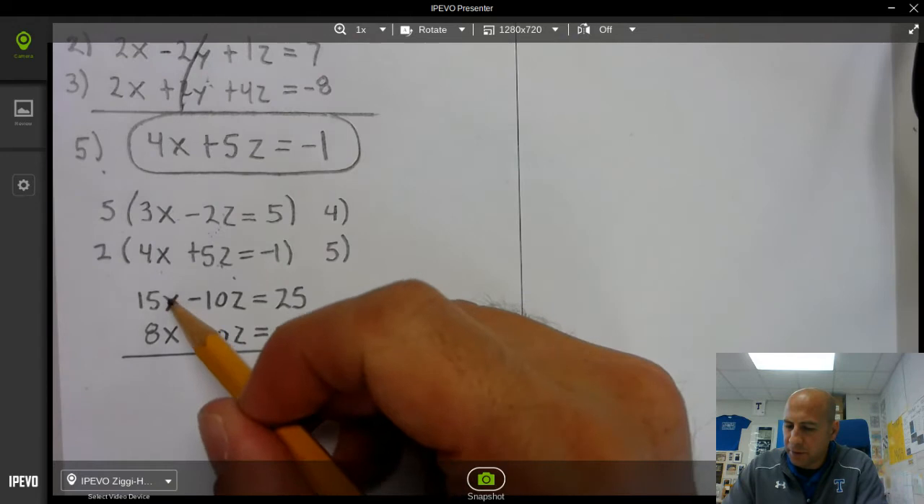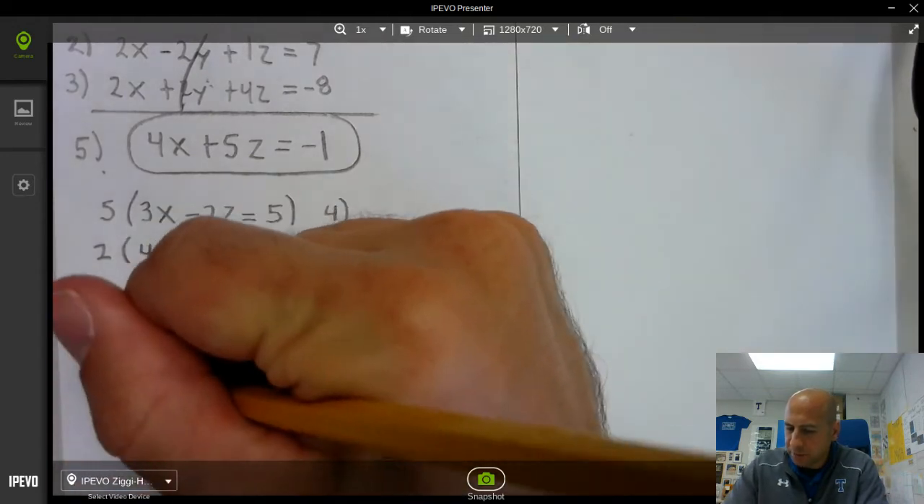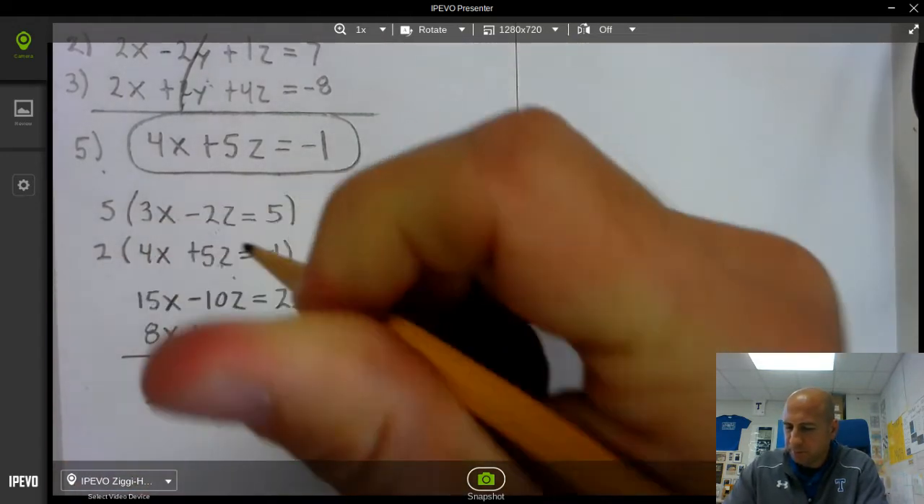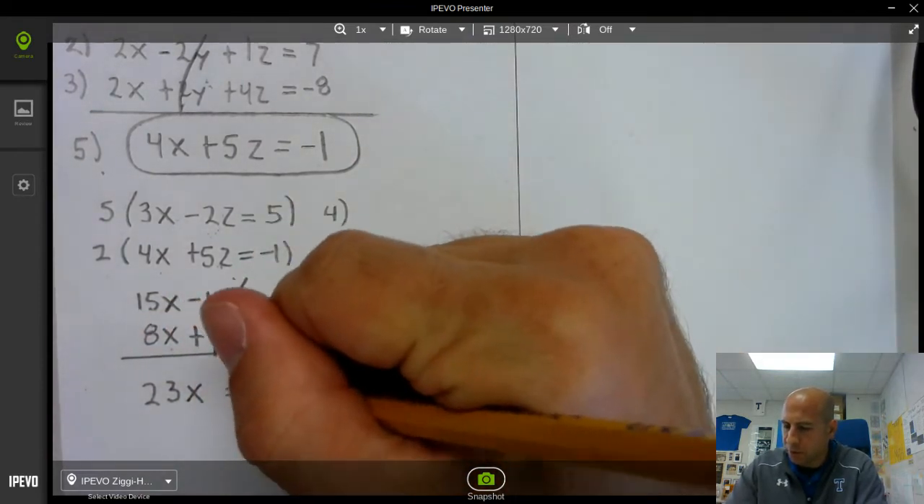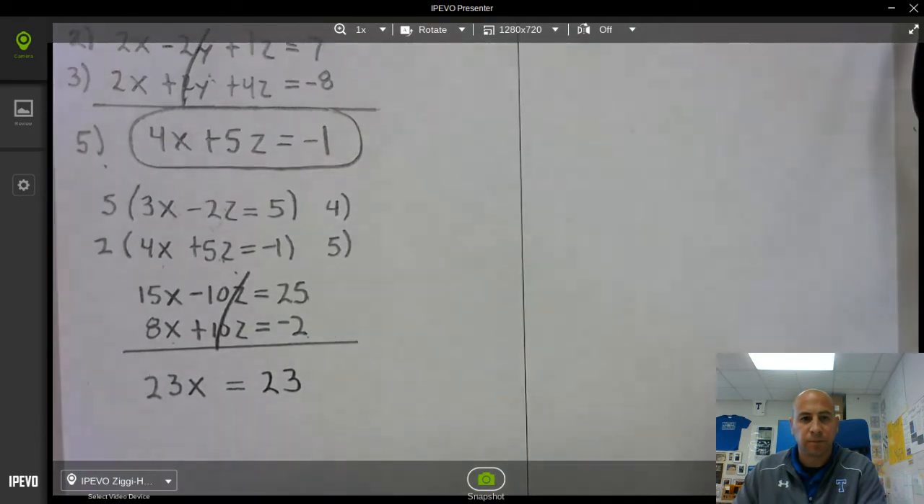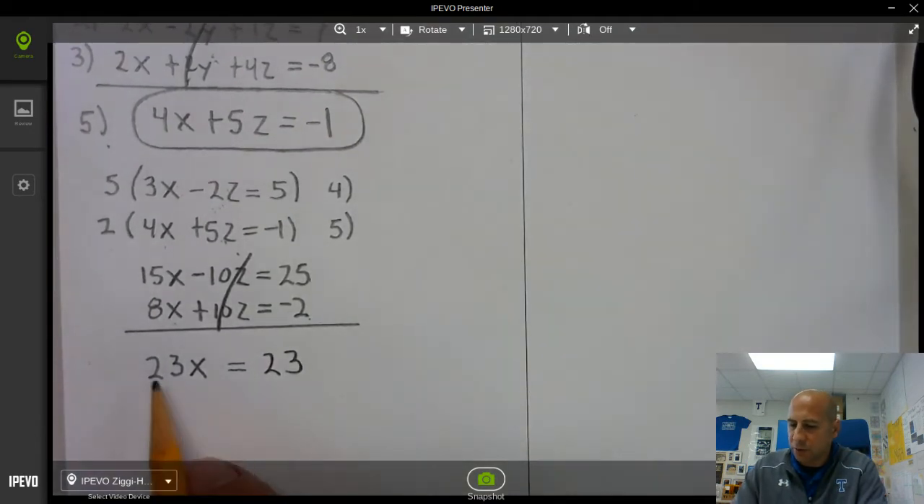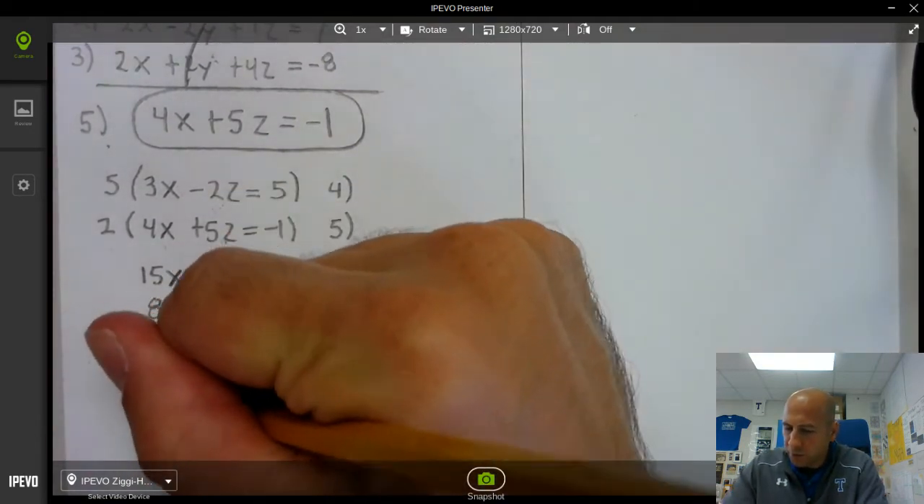Okay, so 15x and 8x is 23x. Those cancel. You get equals 25 minus 2 is 23. All right, so you divide 23 by both sides. X equals 1.